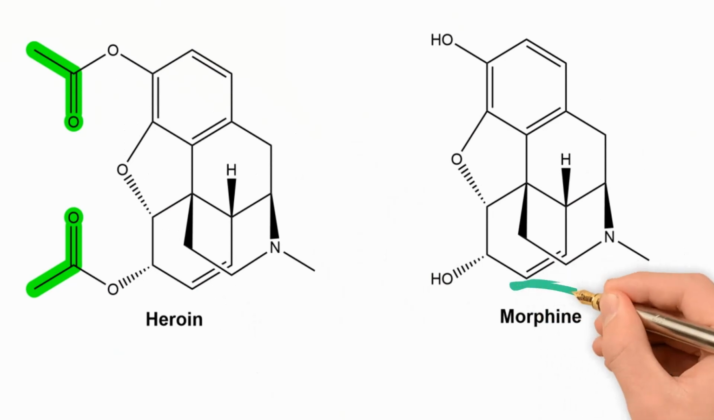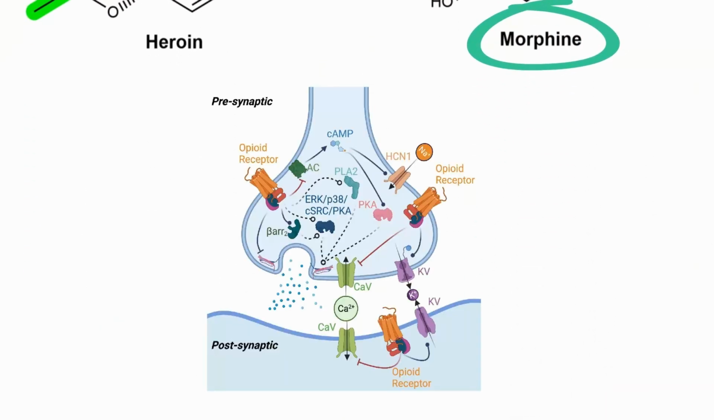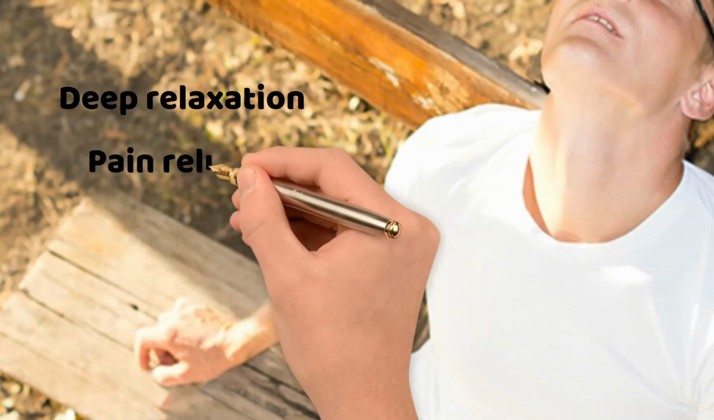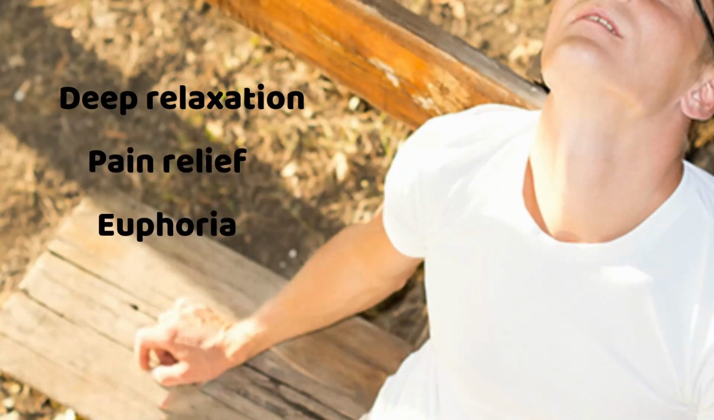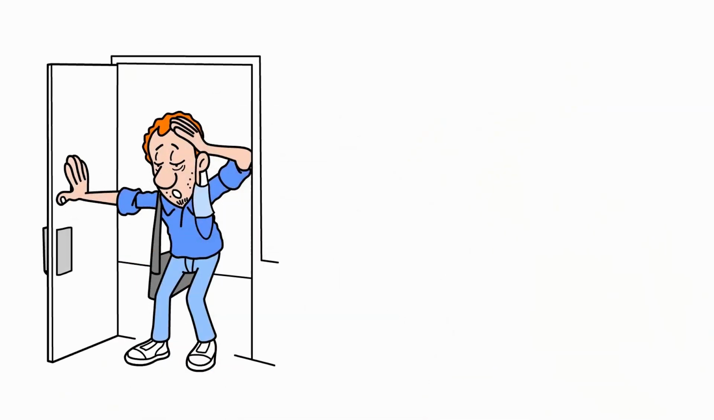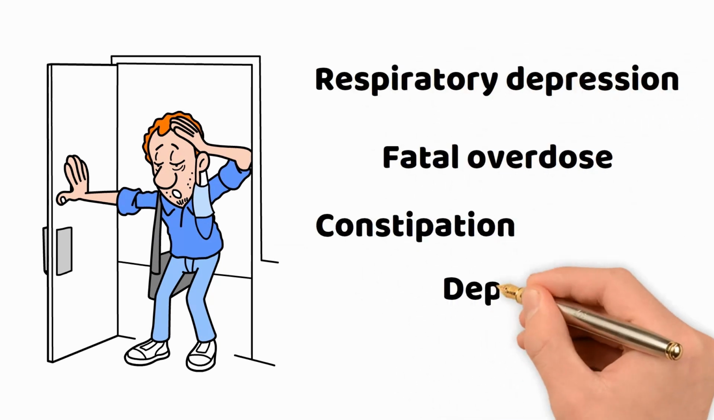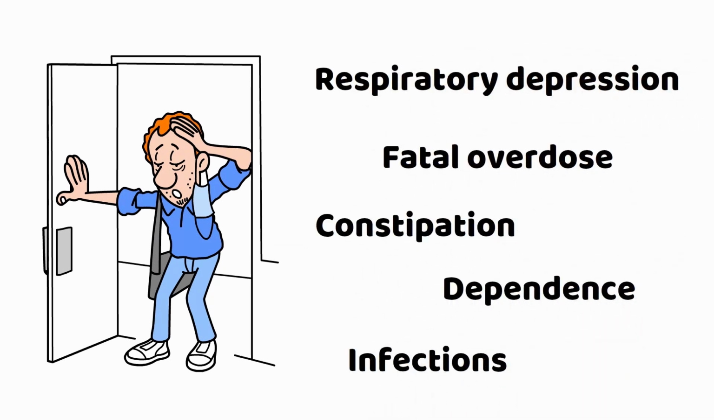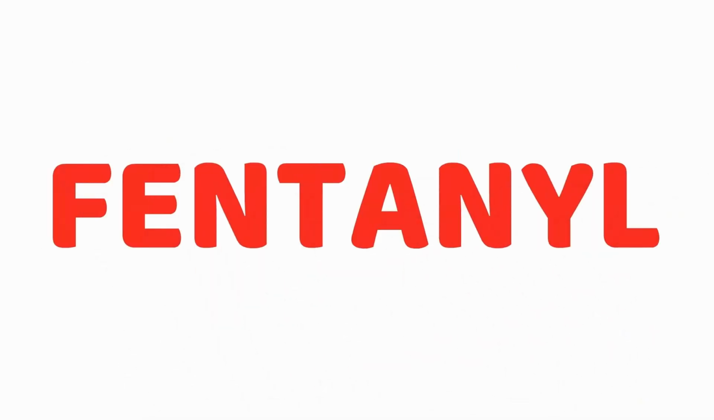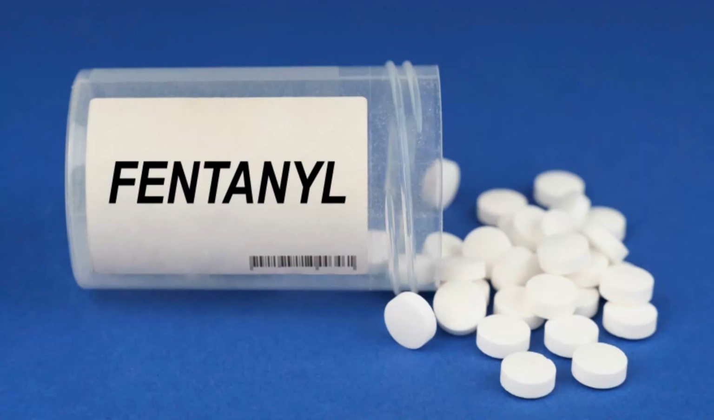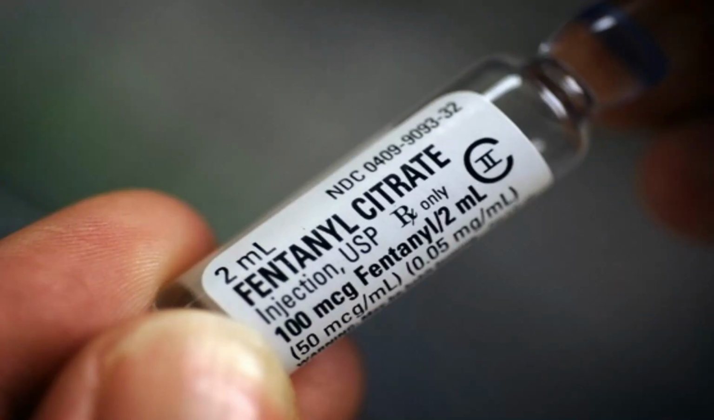Once inside the body, it rapidly converts to morphine and binds strongly to mu-opioid receptors, producing deep relaxation, pain relief, and euphoria. The major adverse effects include severe respiratory depression, fatal overdose, constipation, dependence, and infections associated with unsafe injection practices. Fentanyl. Illicit fentanyl appears as powders, counterfeit pills, nasal sprays, or injection forms.